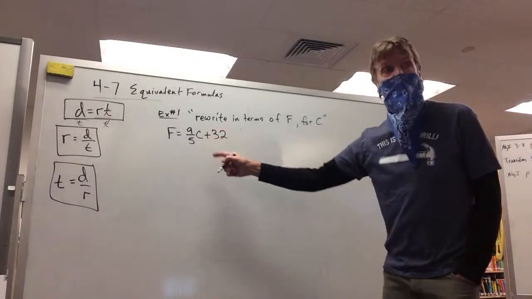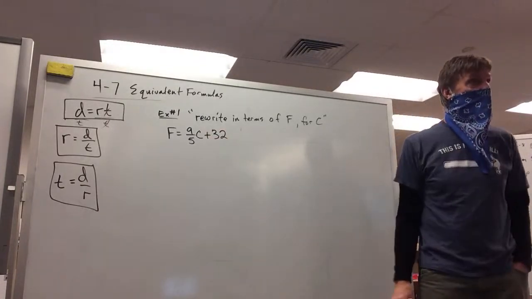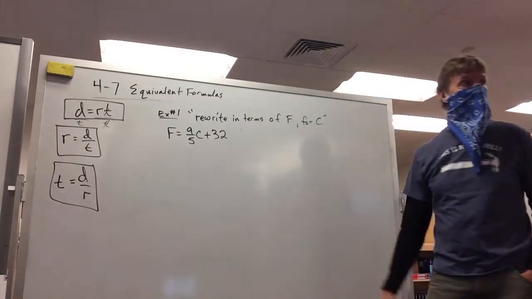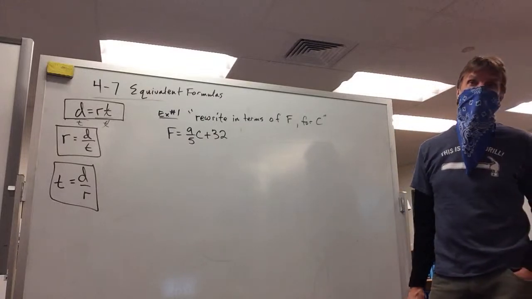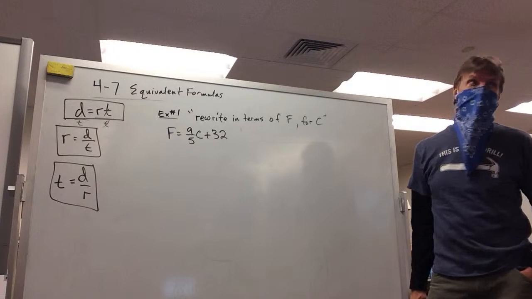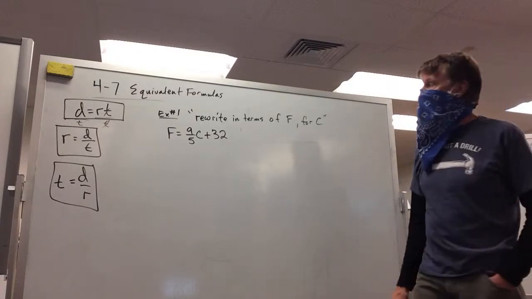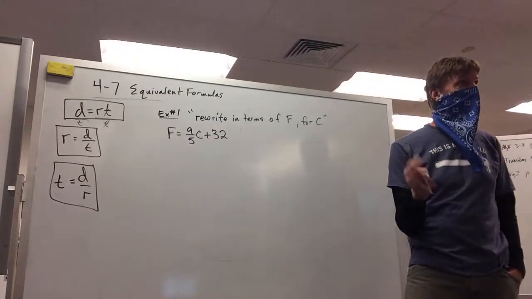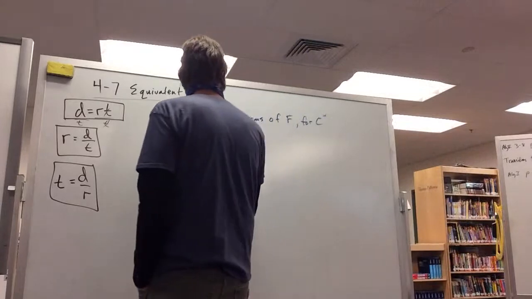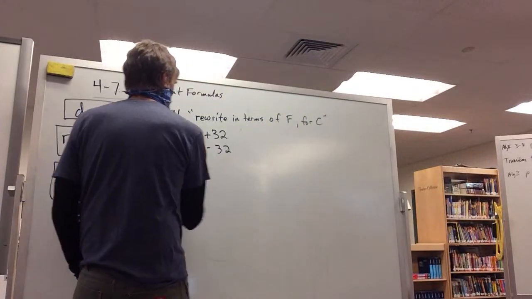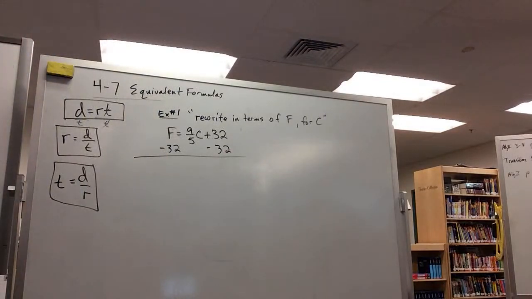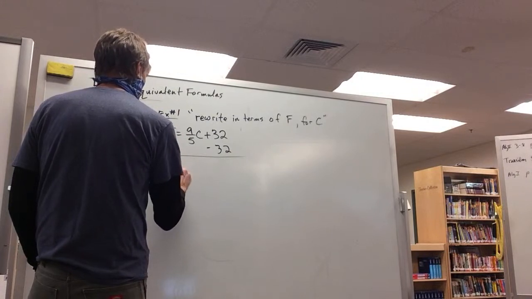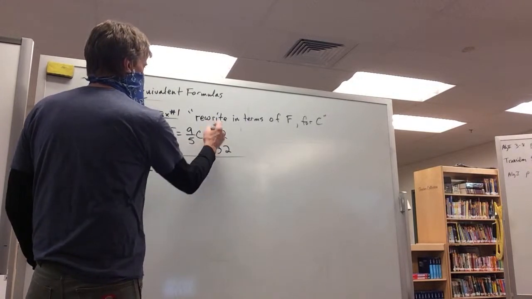So all we have to do here is use inverse operations to get ourselves so that this says C equals. What do you think the first step would be to get C all alone? Well, it's like a two-step equation. Yeah, subtract the 32, and then rewrite it. It's just that you have variables, so you gotta pay attention to that. So you have F subtract 32 is equal to this, because those 32s cancel.